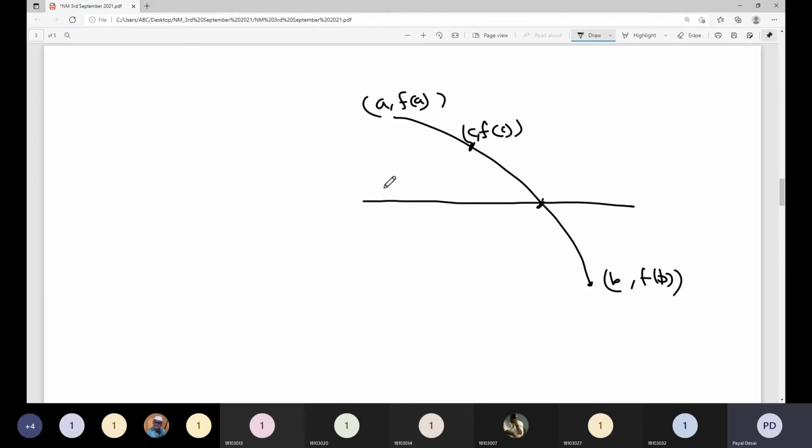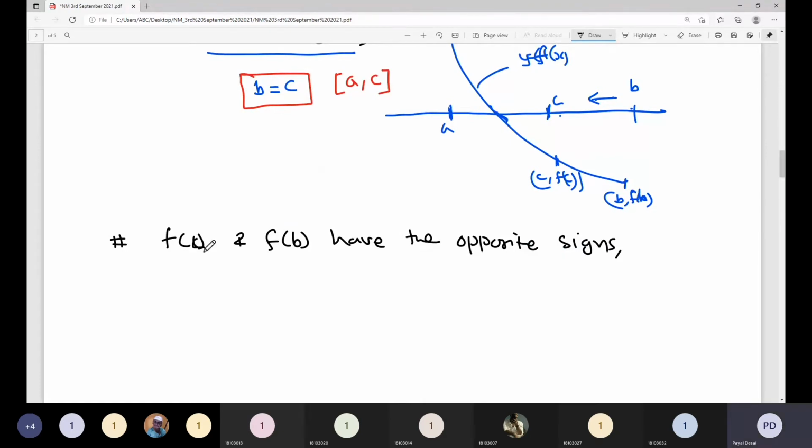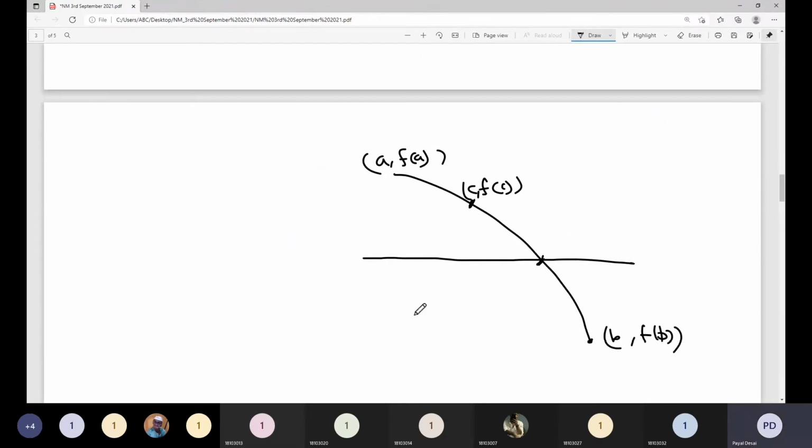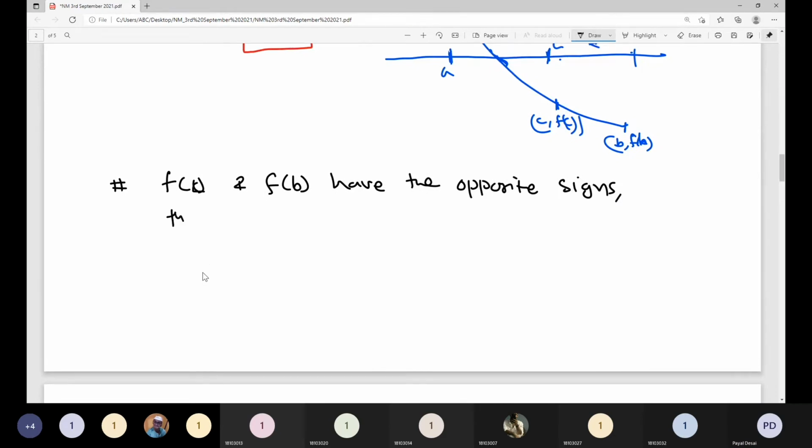So now this is the second possibility. If FC and FB have opposite signs, meaning of this is C is here, B is here, and A is here. So that means if this has opposite signs, then a 0 lies between C and B. It's obvious from this graph, right? 0 lies between C and B. This is the bracket.